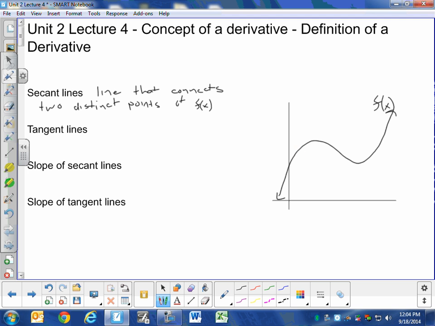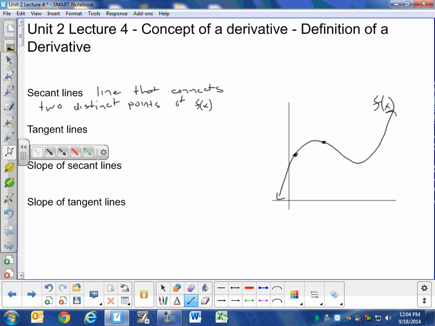For example, if I have this point here and this point here, we would connect those two points to create a secant line. And of course, that line could be extended if we really wanted to. But we can just leave it like that.